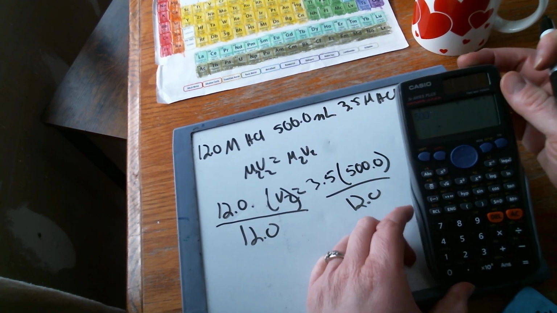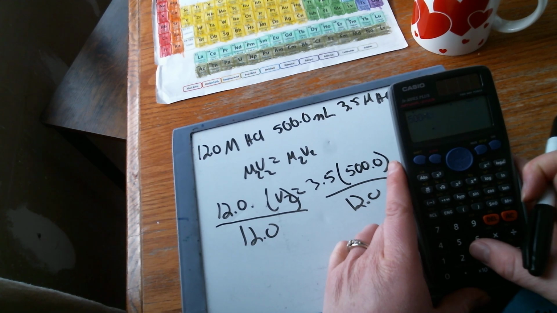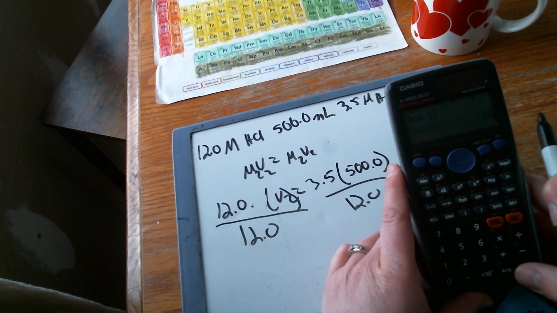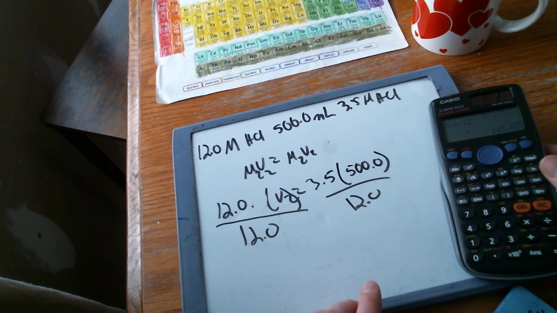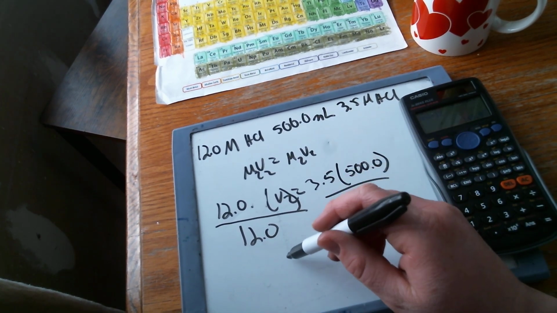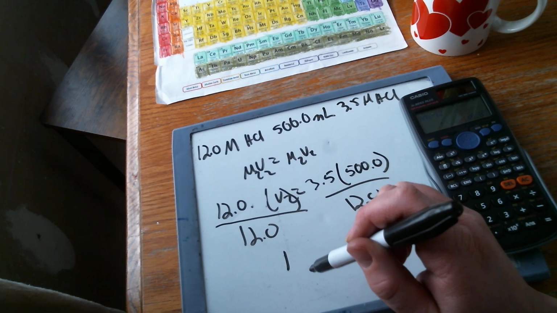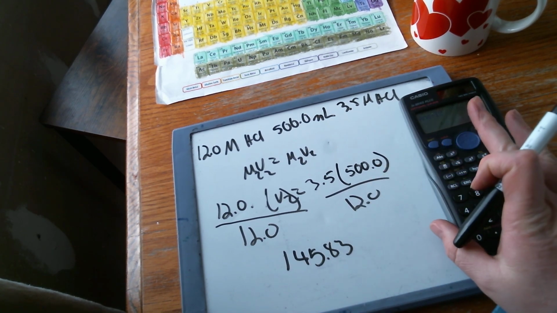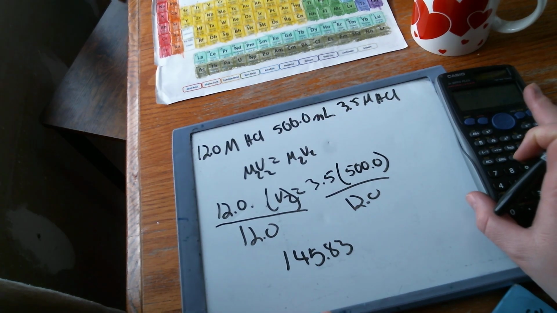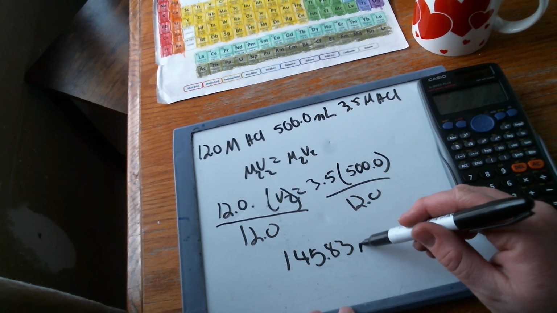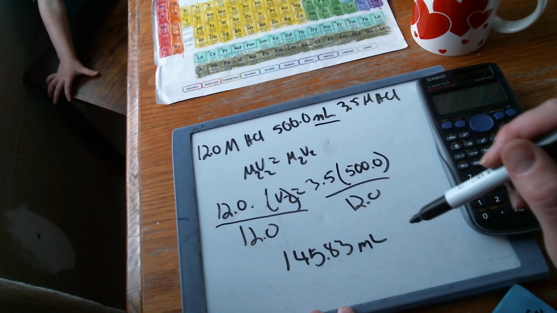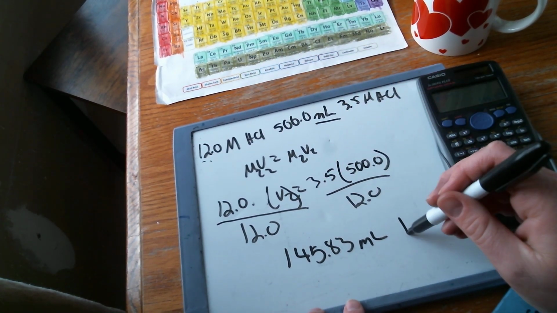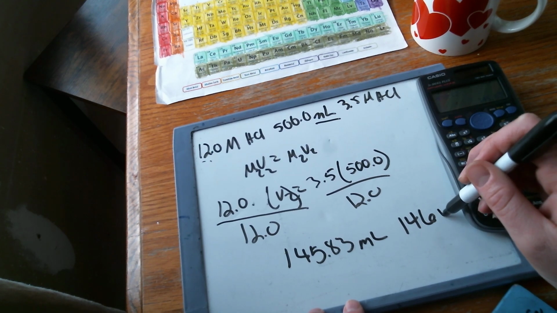So 500 times 3.5 equals, divide that by 12, and that there should be your volume. 145.83, and that should be your milliliters. Since this is in milliliters, our answer should be milliliters. But since we only have 3 sig figs over here, it should be 146 milliliters.